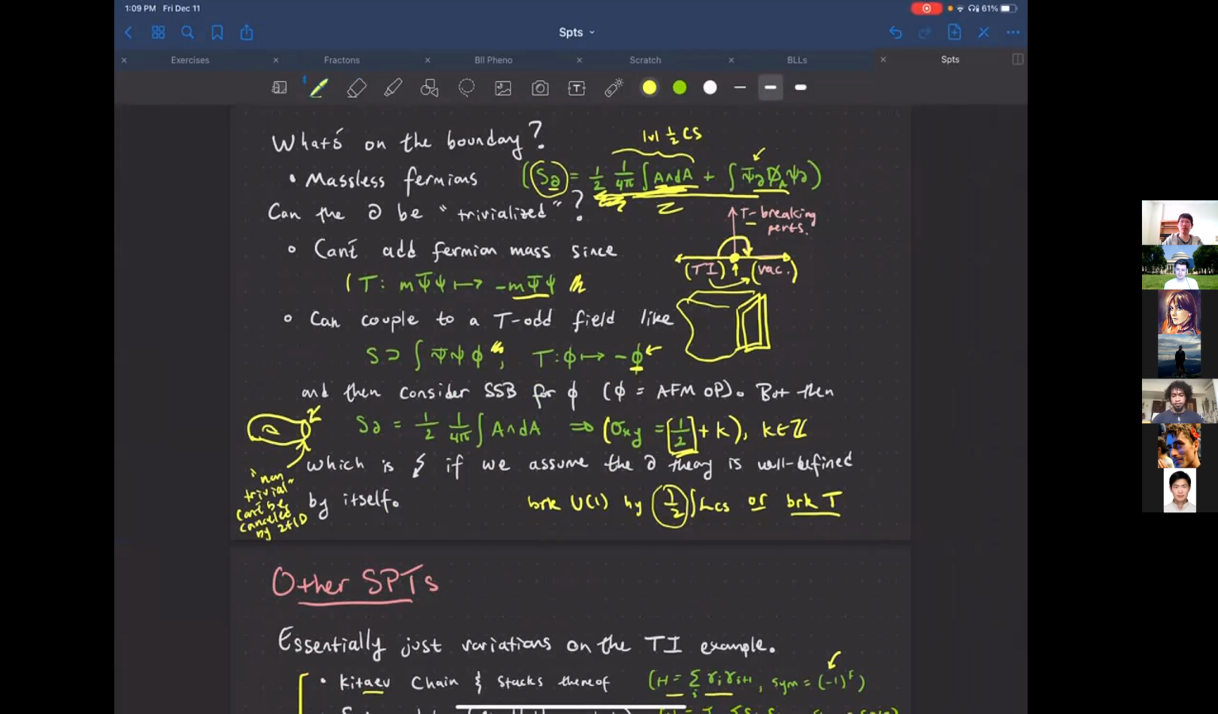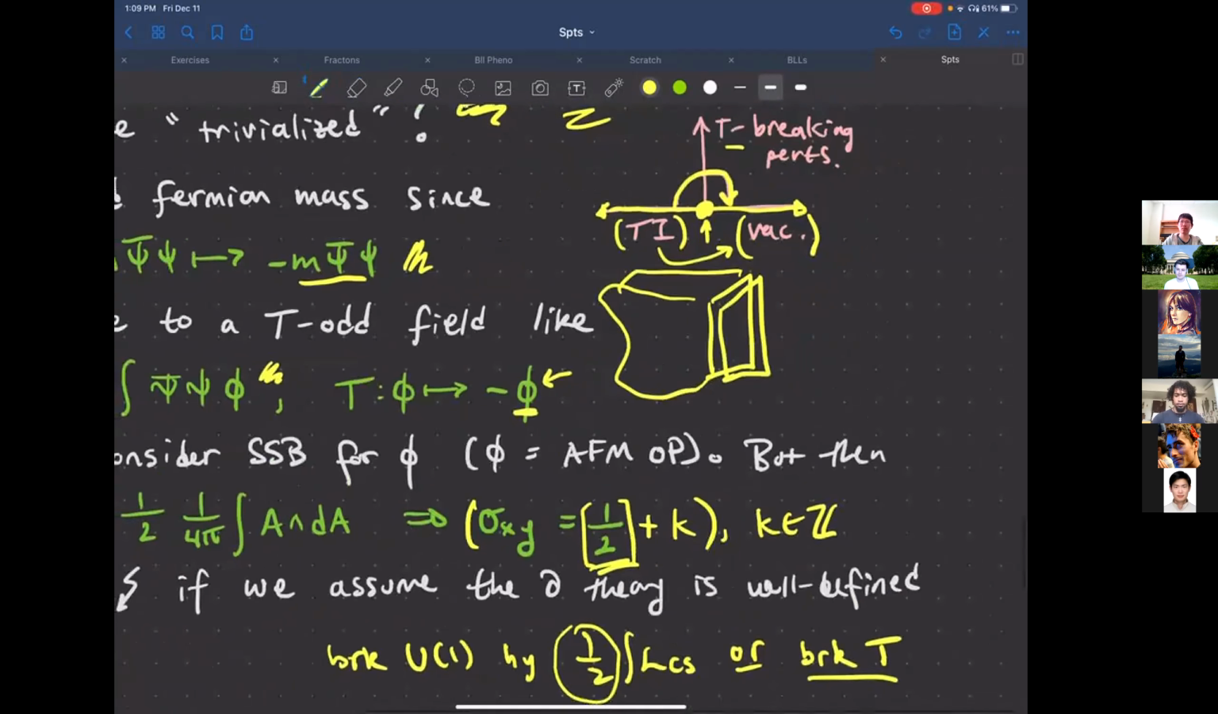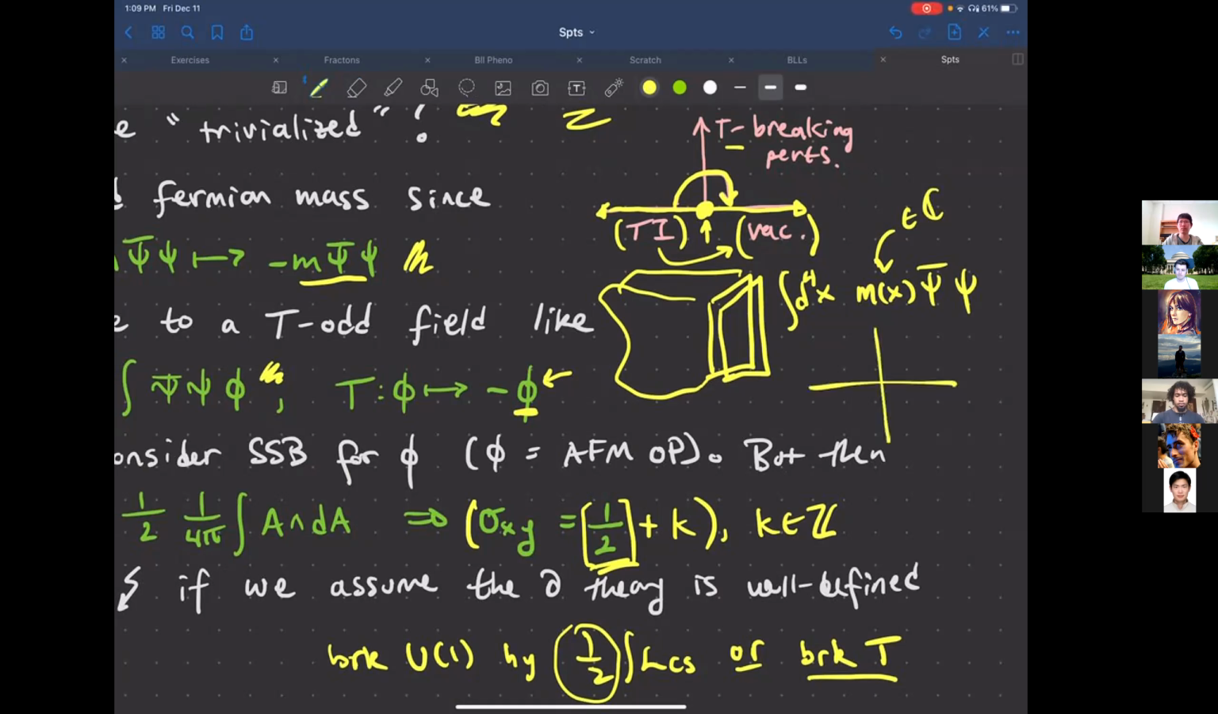So for example, I told you earlier that this mass term, now we're in four dimensions again, this could be any complex number. And so in particular, if I consider taking the mass to be very, very negative, and I tune the mass in this complex plane while keeping it away from 0, then I can smoothly connect the TI to the vacuum. Of course, when I do this, if the mass is complex, this term breaks time reversal symmetry. And so I have to explicitly break time reversal symmetry to do this.